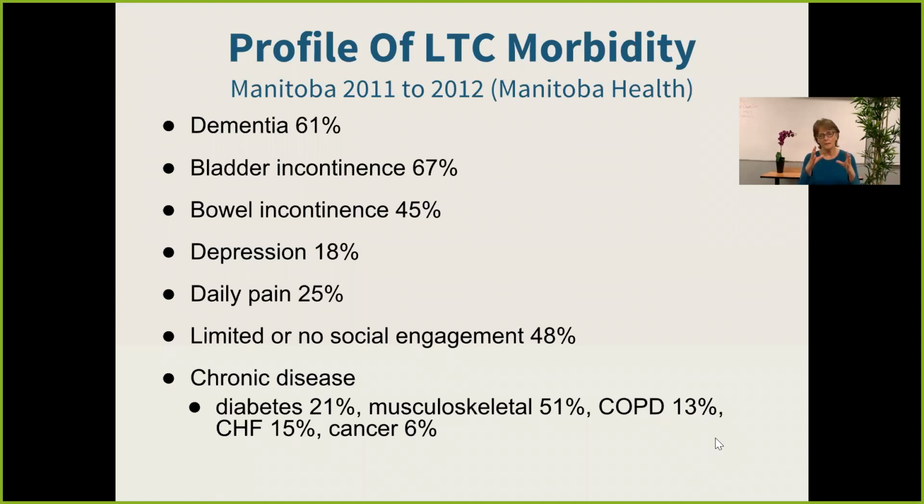Once they are institutionalized, they don't have their community, they don't have their network of friends, so there's no social engagement, and that compounds on their diet, on their pain. People who are alone will tend to have more pain than people who have some diversion. Chronic diseases, diabetes 21%, musculoskeletal 51%, which is understandable because joints and muscles are wearing out. COPD 13%, CHA 15%, and cancer 6%.